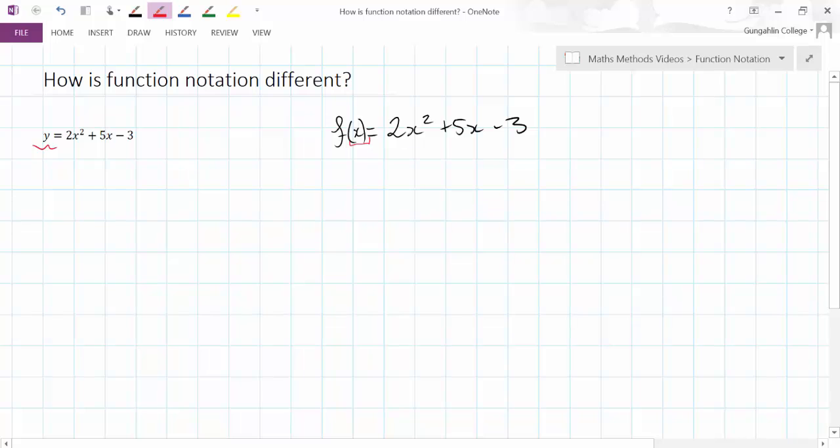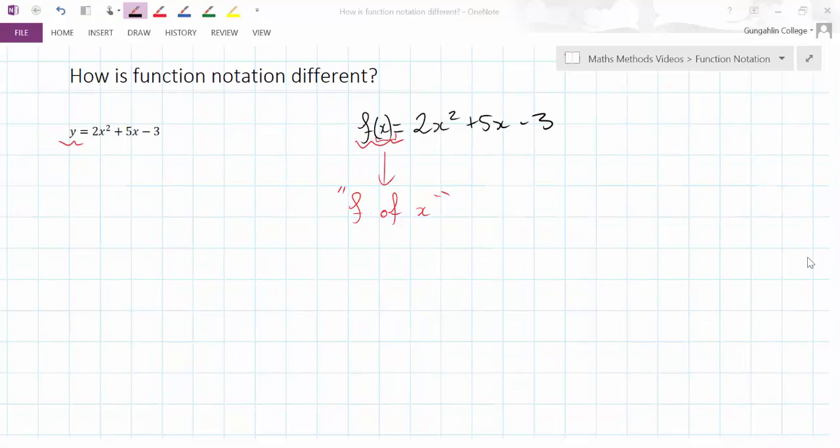Okay, so we read this whole thing here as f of x. That's what we say when we read this. We say f of x equals 2x squared plus 5x minus 3. So superficially, that's really the only difference between using a y and using function notation, this f of x. But it has a number of advantages to it. There's a lot of nice things about representing a function like this. And in the next few clips, we're going to look at what some of those reasons are.